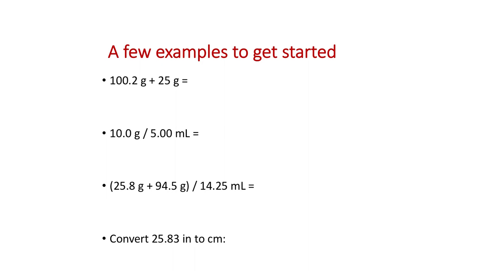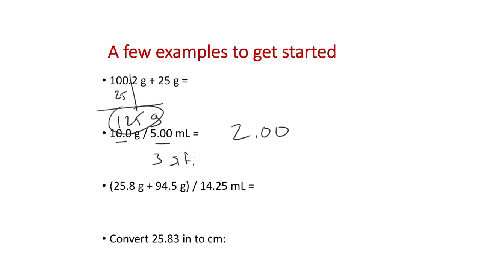And then a few additional ones. Add 25 here, so 125 grams. Second problem, 10.0 divided by 5.0. You don't need to put that in a calculator. It's 2.00. So we want to pick up those extra zeros because we should have 3 sig figs in our result, and we match that up here.